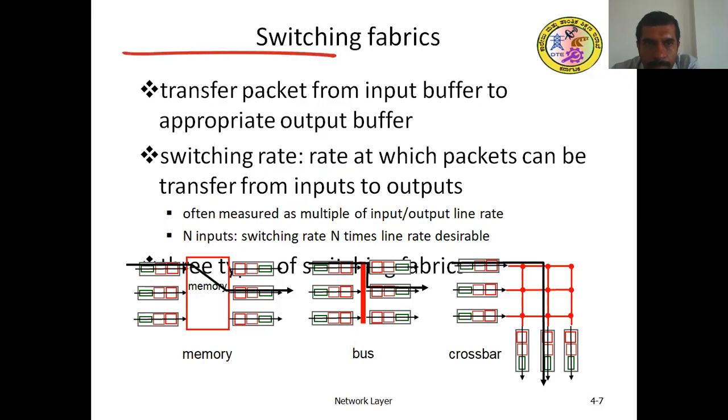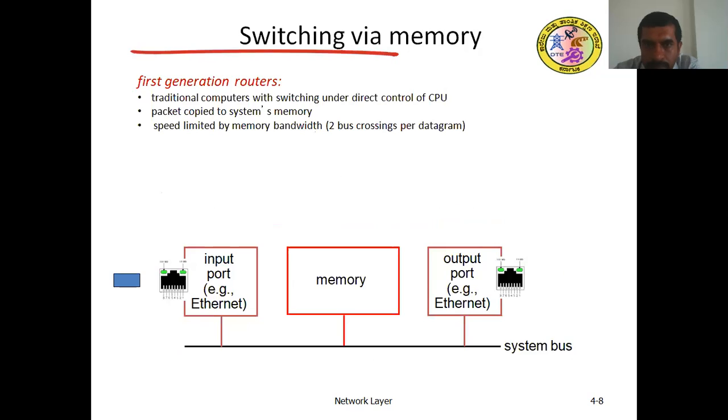Switching fabrics transfer the packet from the input buffer to the appropriate output buffer. The switching rate is the rate at which packets can be transferred from inputs to outputs, often measured as a multiple of the input or output line rates. For n inputs, the switching rate is n times the line rate. We have different types of connection: memory, bus and crossbar.